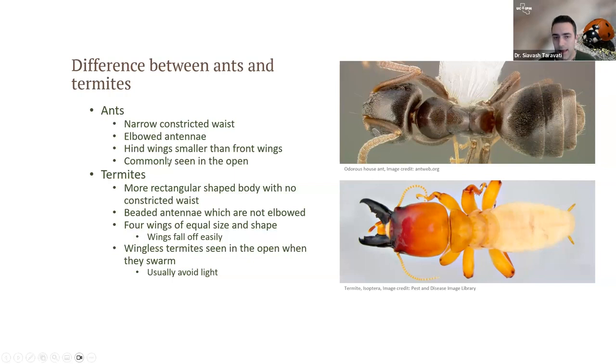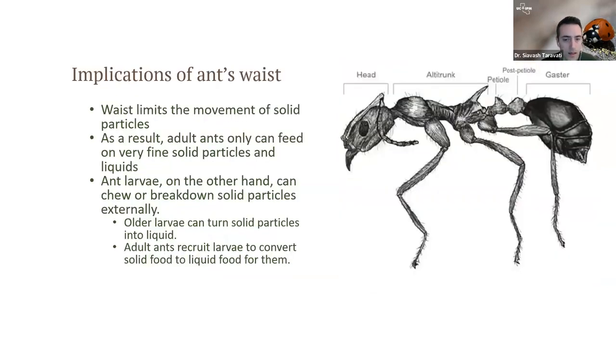And yes, for the alate or winged swarmers, another way to distinguish them is that ants have front and back wings of different sizes, but in termites they're more similar in size. Okay. Because of the waist that ants have, they are restricted on what they can eat, what they can feed on. There are some major implications of having such a narrow waist for ants.